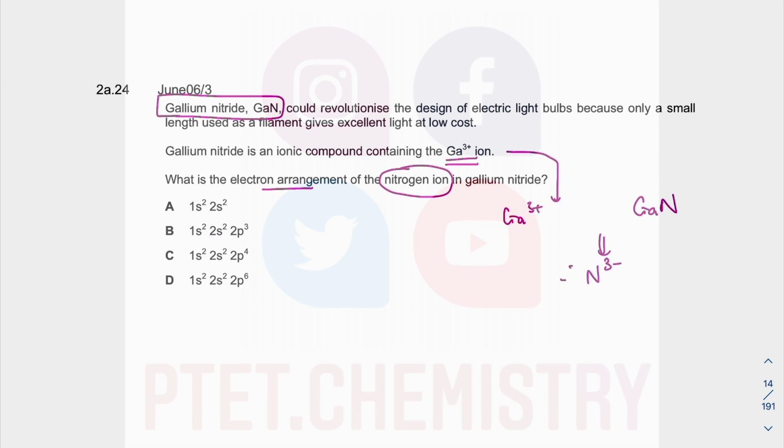And if you look at the 3 minus configuration, that has a neon electronic configuration in a square bracket. And the neon configuration has 10 electrons total. So there will be a period 2, completely filling the 2s and the 2p. 2 plus 2 plus 6 will give you 10 electrons altogether. That is the configuration for neon. That's the configuration for the nitrogen 3 minus present in gallium nitride.